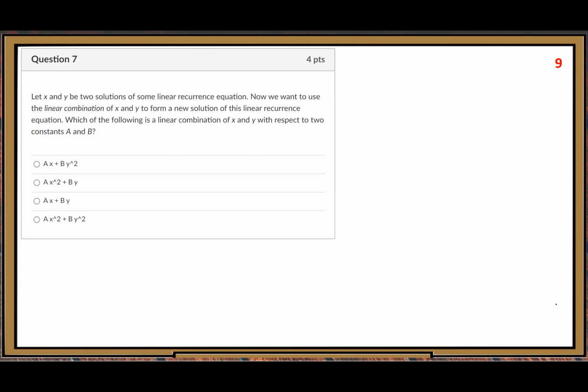Then the concept. This one checks your understanding of the linear combination of X and Y. Here, still in the notes, you can see many questions are designed to check if you are familiar with the content in our notes. This one is another one. That's the linear combination.